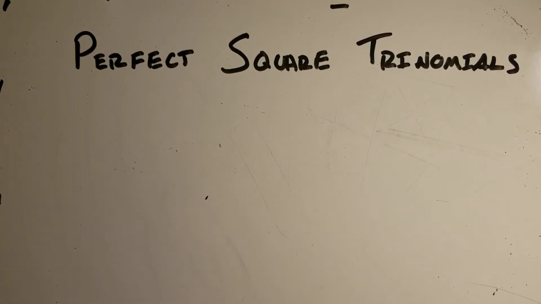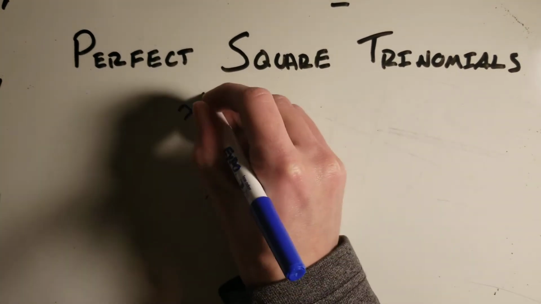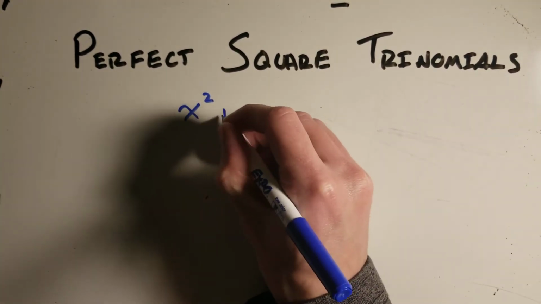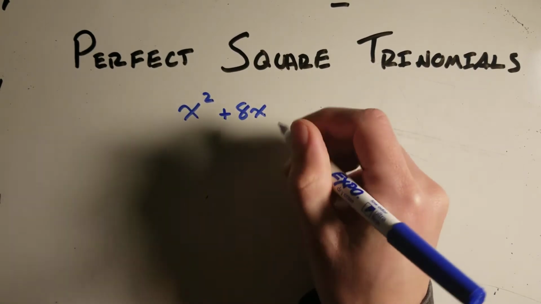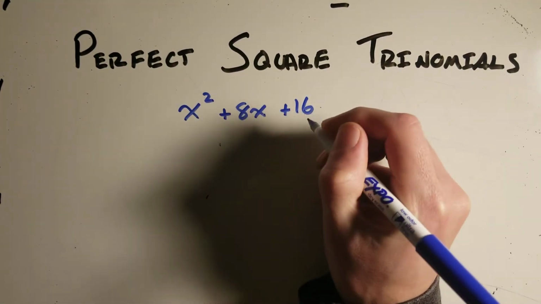Hey guys, today we're going to talk about something called perfect square trinomials. Now in order to do this, we're going to start off with factoring a trinomial that we're used to factoring, and then we're going to examine it a little bit. So we'll do x squared plus 8x plus 16.